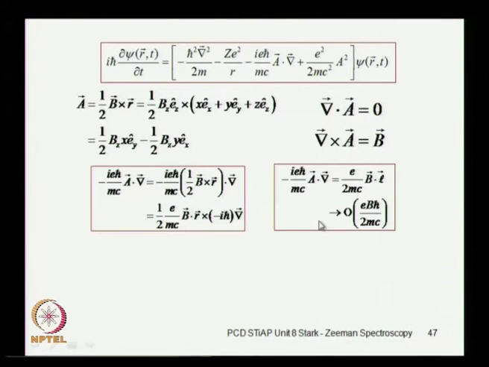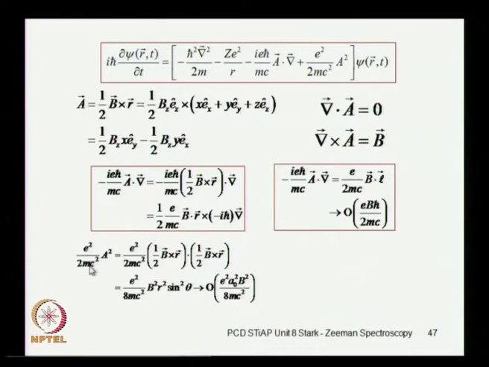To get an estimate of how strong this perturbation is, all we have to do is to consider the magnitude of B, and then you already have the 1 over 2 m c term, and the angular momentum is of the order of the Planck's constant. You have another term over here which is the quadratic term, e square over twice m c square, times A square. So, A is half B cross r, and you have A dot A. You take the dot product of these two vector potentials, and B cross r will give you B square r square sine square theta.